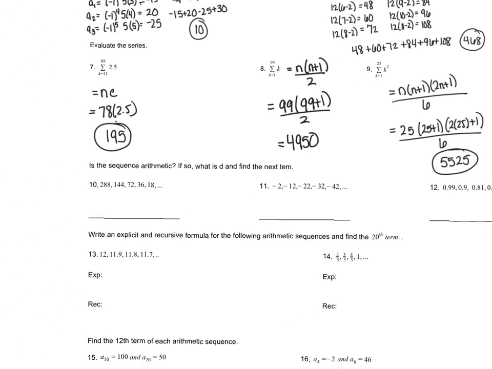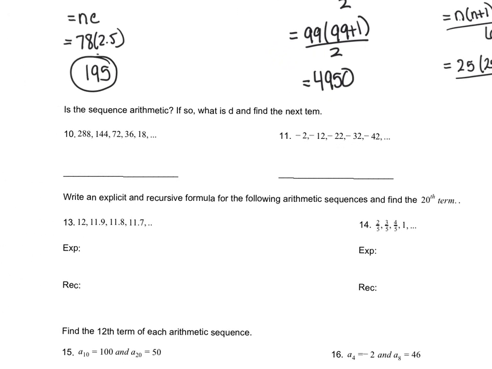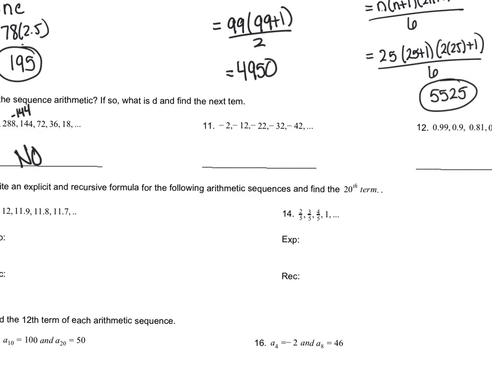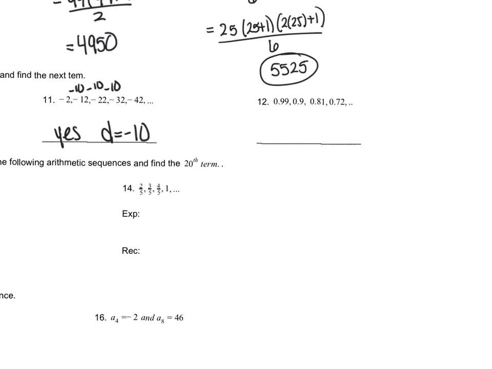All right, so is the sequence arithmetic? So we minus 144 here. We are not minusing 144 here. For the next one, we're minusing 10, minusing 10, minusing 10. So yes, my D would be negative 10. For the next one, yes, we are subtracting 0.9.